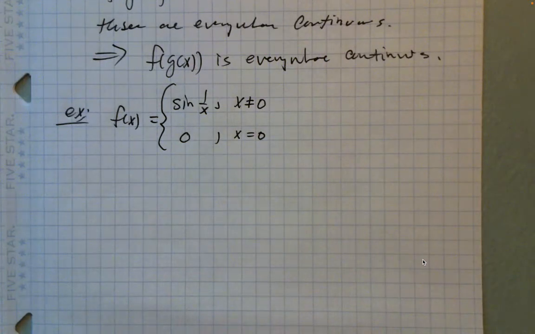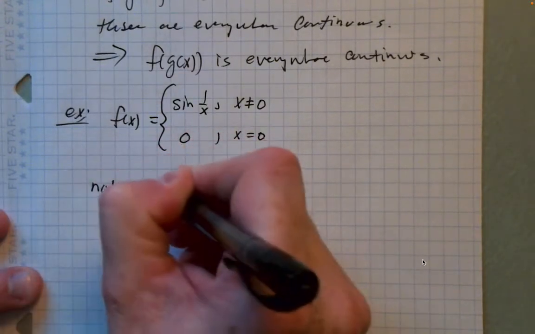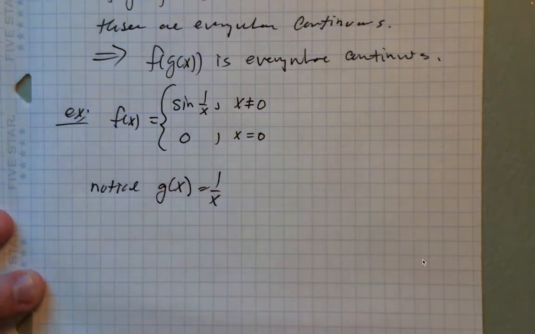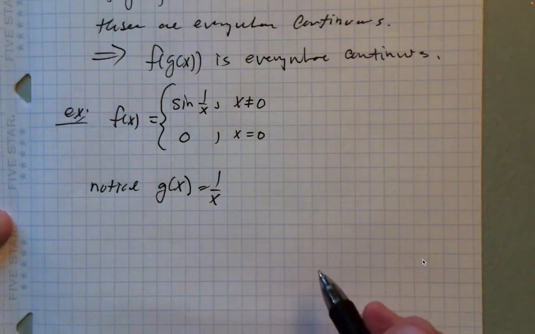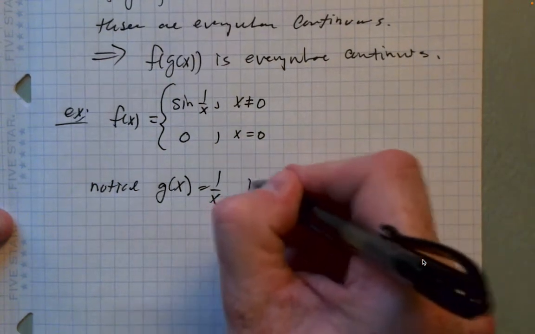We've seen the sine of 1 over x. This is one where we don't have an overall limit, right? So the question here is, what can we say about the intervals upon which this function is continuous? So notice here that g of x equals 1 over x, the inside function, is continuous at all x except for x equals 0.